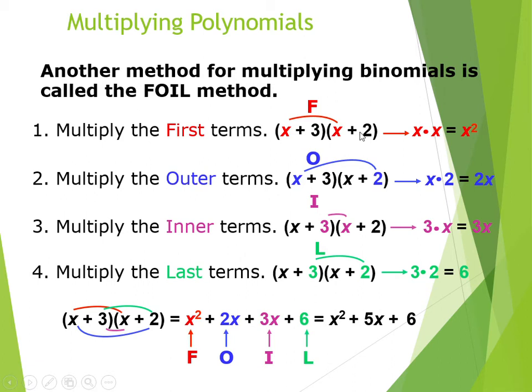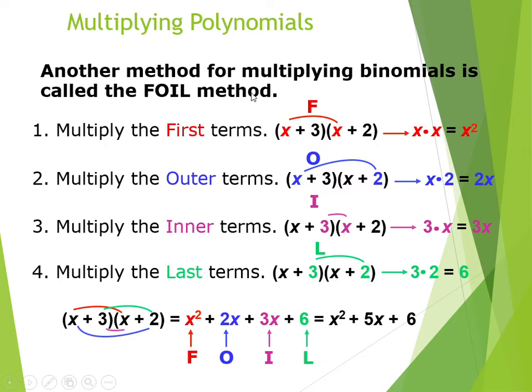For instance, say for example, I have here a given binomial, which is x plus 3, and I have here another binomial, which is x plus 2. Okay, so how do we multiply when given two binomials? We can actually use the FOIL method.